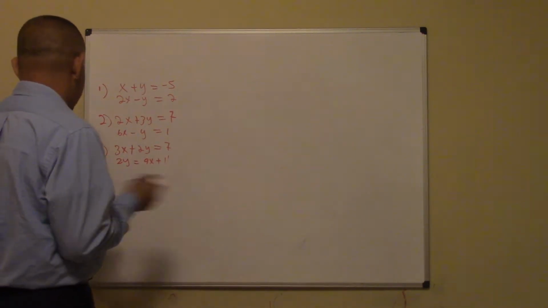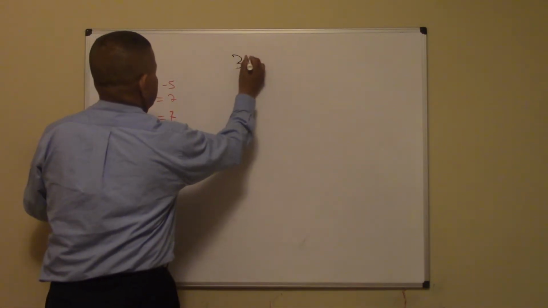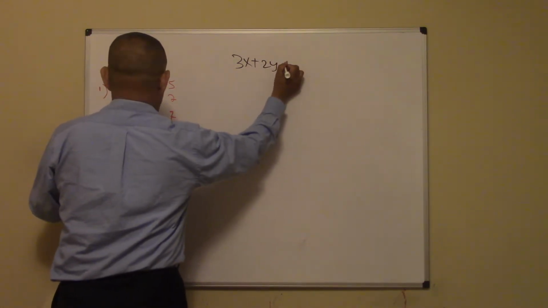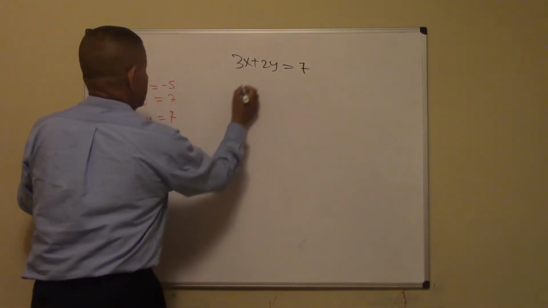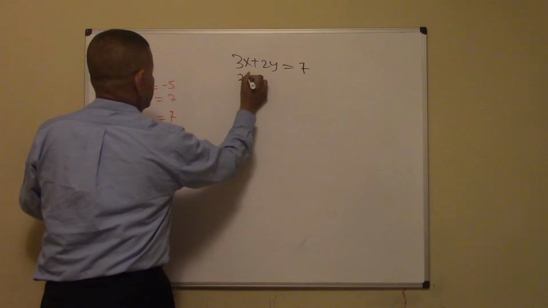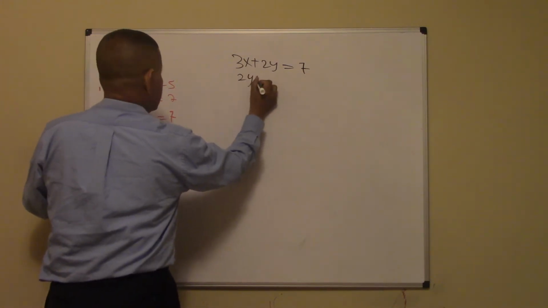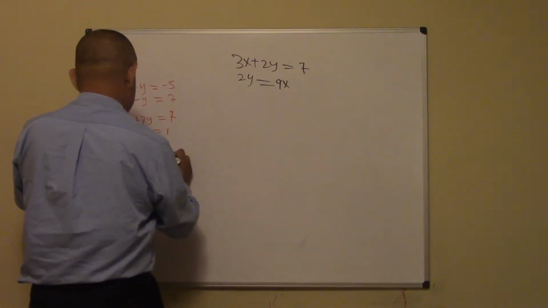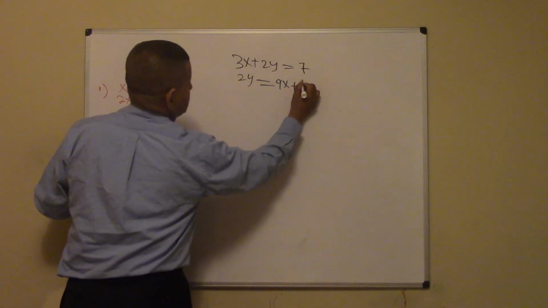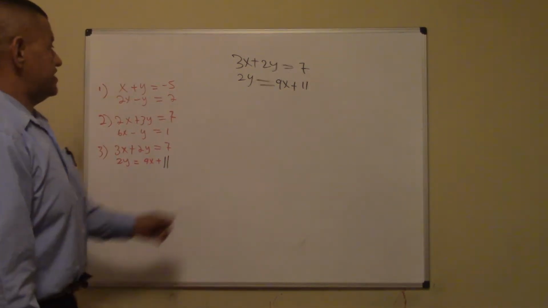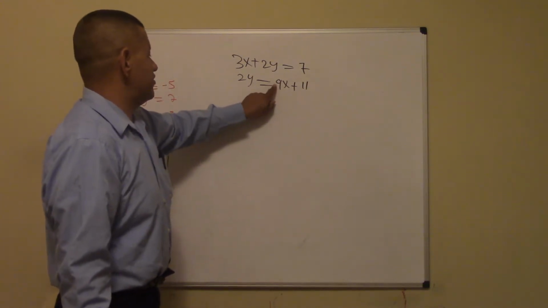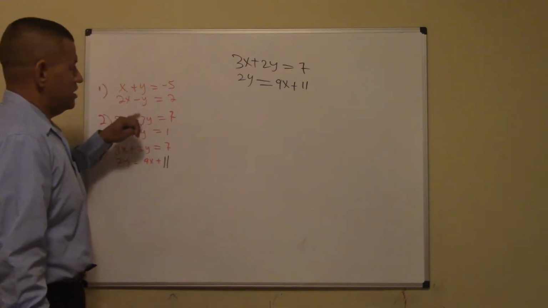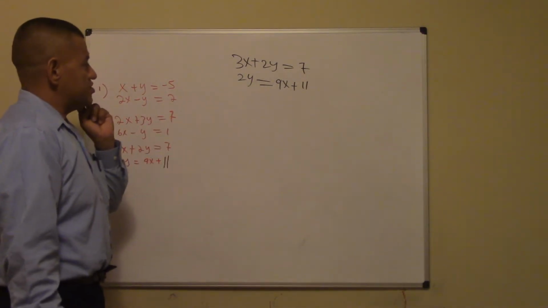Okay, number 3 is 3x plus 2y equal to 7, and I get 2y equal to 9x plus 11. Alright? So this is a little different. It's a little different because the x is on the right side, but we have to get it into this form in order to use the elimination method.